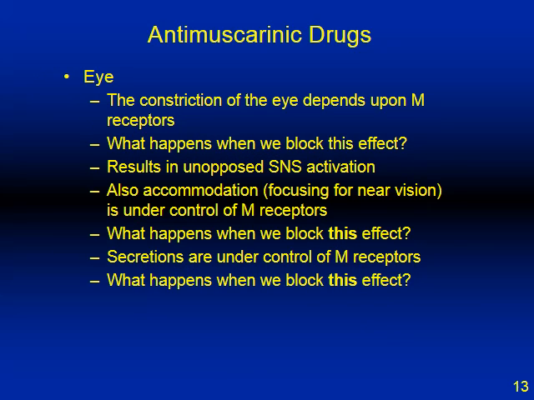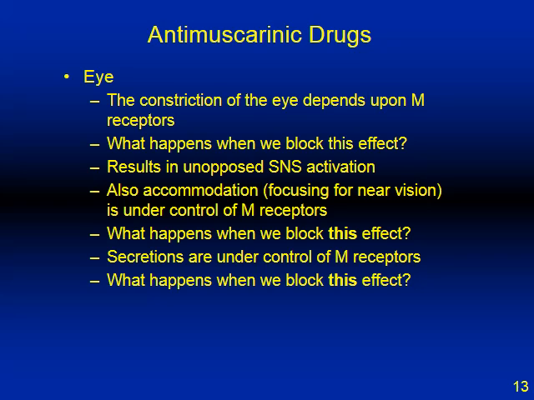Now, in the eye, the constriction of the eye depends upon muscarinic receptors. What happens when we block that effect? Well, we get unopposed sympathetic nervous system activation. We also see that accommodation, or the ability to focus for things that are close or near, is also under the control of muscarinic receptors. And so what happens when we block accommodation? Things become more fuzzy.